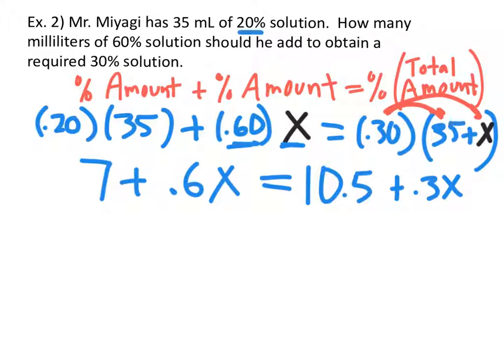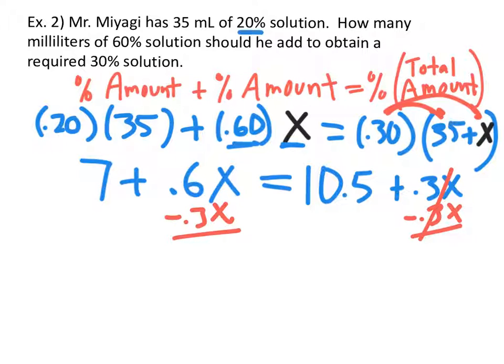Now, do we understand that we need to solve this equation? We have an x here and an x over here. You can't have x's on both sides of the equal sign. So I want to get rid of one of them. I want to subtract the 0.3x. It's not going to cancel.